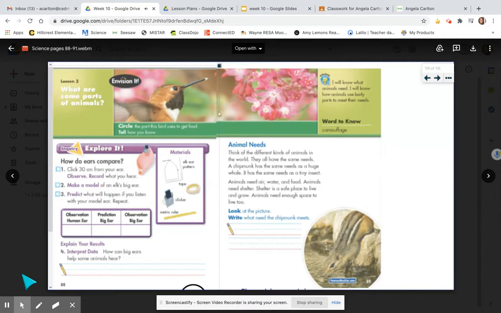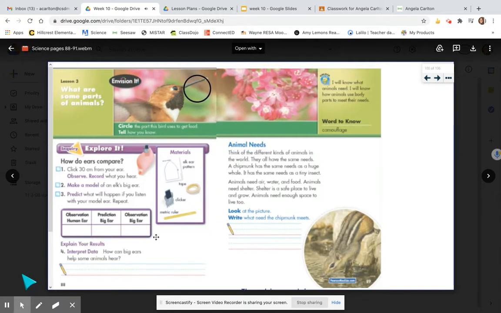Going across the two pages is a photograph of a hummingbird and some flowers. And underneath the photograph, it says, circle the part this bird uses to get food. So thinking about what you know and what you see in the photograph, circle the part that the bird is using to get food. Pause the video so you can circle that. If you circled the bird's beak, then you're correct. The bird uses its long, thin beak to get nectar from inside of these flowers.